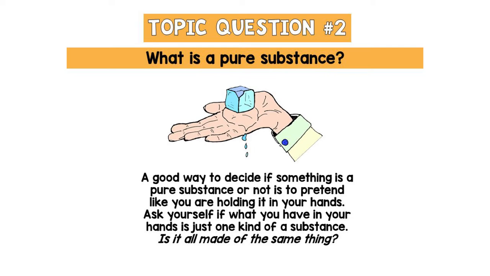An easy way to decide if something is a pure substance or not is to pretend like you are holding it in your hand. Ask yourself if what you have is just a single kind of a substance. So, is it all made of the same thing?